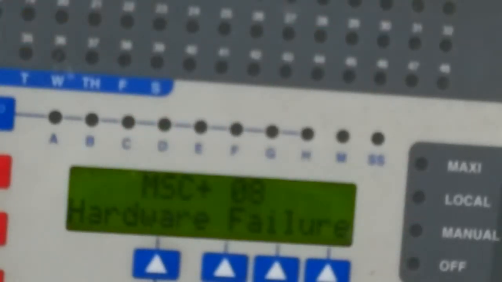I have now switched the MSC Plus and hooked it up to the PAR Plus power interconnect. Watch the display when I turn it on, and it'll show you what happens as an error. It comes up reading hardware failure. That's because the PAR Plus power interconnect is not the right component to work with an MSC Plus. And it will do that consistently until you replace it with the correct power interconnect.